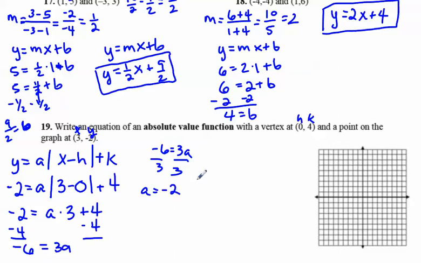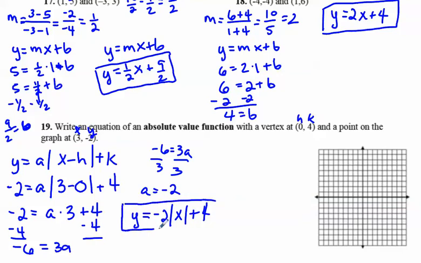negative 2. So now that I have the a value and I was already given h and k, I can write my equation. So y equals, then comes the a, negative 2, absolute value, x minus h. So x minus 0 is just x. And then plus k, and my k value is 4. So this is your equation, and I found it algebraically.